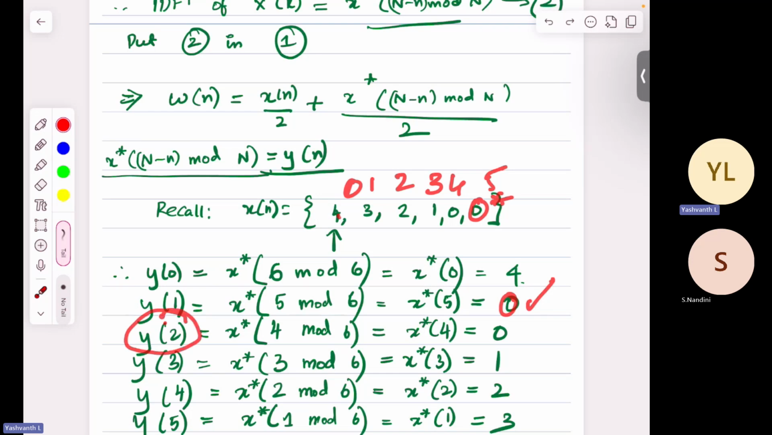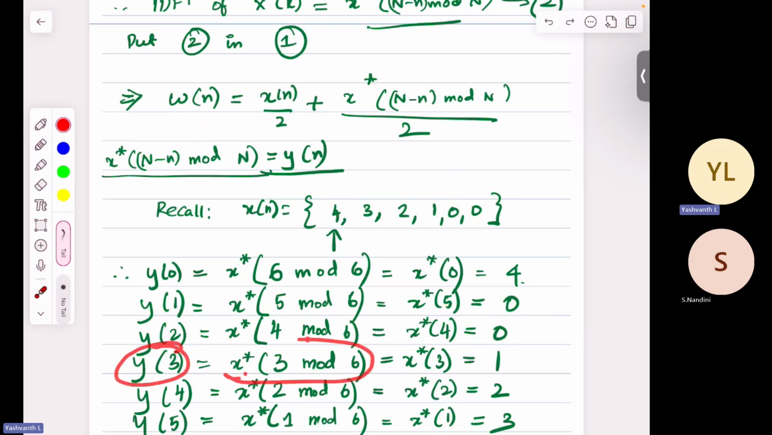Similarly, y of 2 is x conjugate of (6 minus 2) mod 6, which is x conjugate of 4, which is again 0. So 0 conjugate is again equal to 0. Then y of 3 is x conjugate of 3 mod 6, which is x conjugate of 3. What is x conjugate of 3? 1 conjugate, which is equal to 1 only, because it's a real number.